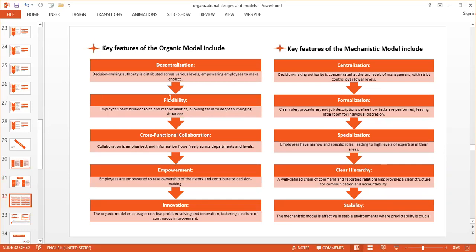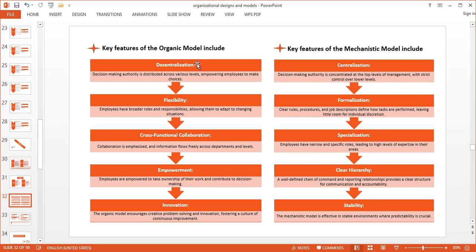There are key features of the organic model and the mechanistic model. First of all, in the organic model, there is decentralization, flexibility, cross-functional collaboration, empowerment, and innovation. While in the mechanistic model, there is centralization, formalization, specialization, clear hierarchy, and stability.